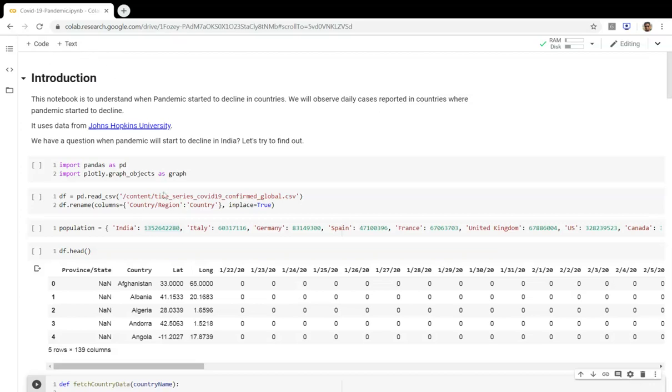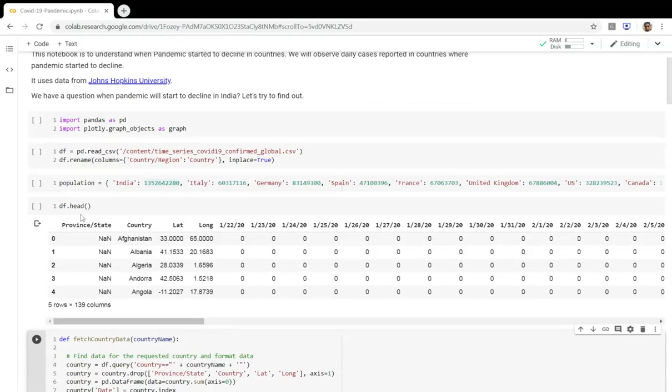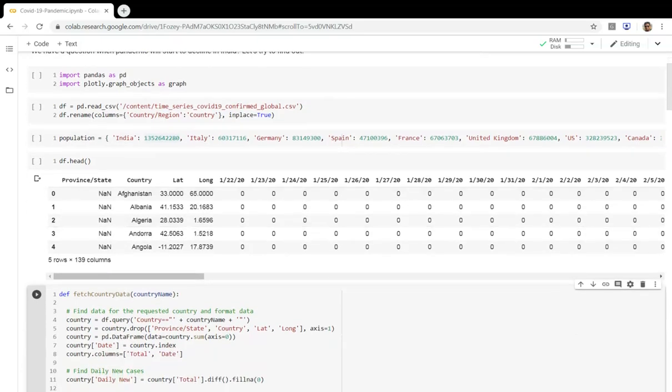I'm using Colab and Python, and here I'm importing some libraries like pandas and plotly. Here I'm importing a CSV file and creating a data frame, and in the data frame I'm renaming a column. In the third row I have a list of countries with their population, and in the fourth row I'm showing the last five rows of my data frame. So this is what it looks like.